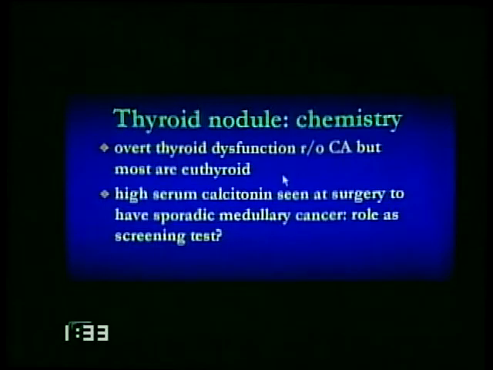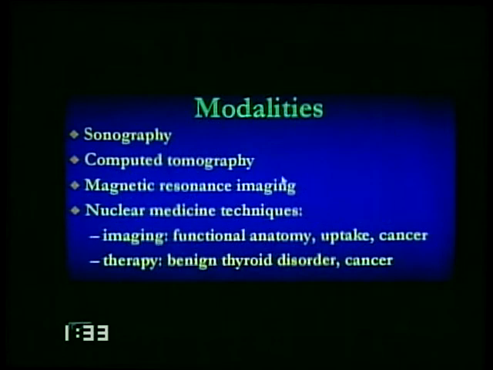So what do you do? You want to try and determine the function. The function is going to give you an idea whether or not you harbor cancer. Serum calcitonin does show some promise in determining the presence of occult thyroid cancer. It's still undergoing studies, and we don't use it as a standard method as yet.